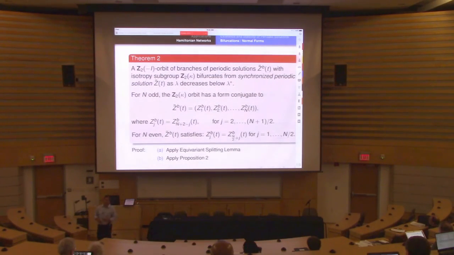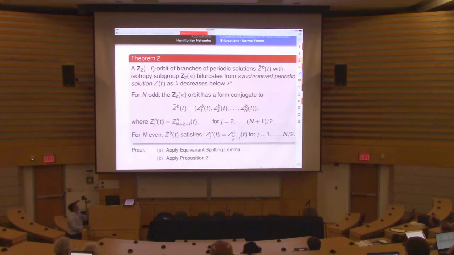And this is the second theorem that tells us how the bifurcations occur. So we have a Z2 minus 1 orbit. These are the branches of periodic solutions that bifurcate with an isotropy subgroup Z2 kappa when lambda is to the left of lambda critical. So for n odd, this is the actual form of the traveling wave. For n even it is this.